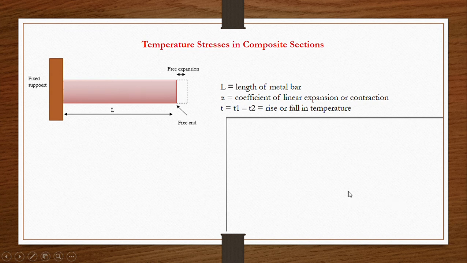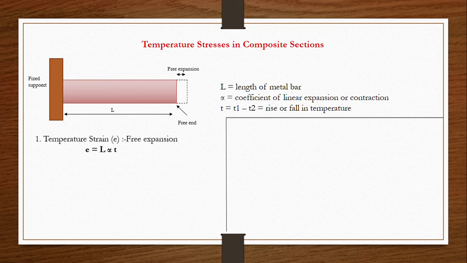The last part is temperature stress in a compressed body. That means whenever a body undergoes a temperature change, it will expand with the coefficient of linear expansion. Here L is the length of the body, which is the original length. Alpha is nothing but the coefficient of linear expansion of the material, which varies by metal. T is nothing but the temperature rise or fall, meaning final temperature minus initial temperature, taking the positive answer.